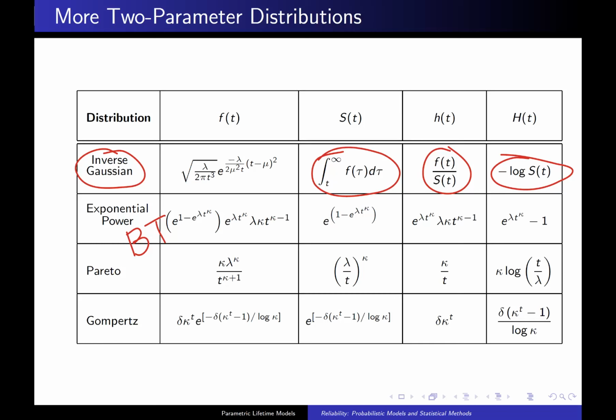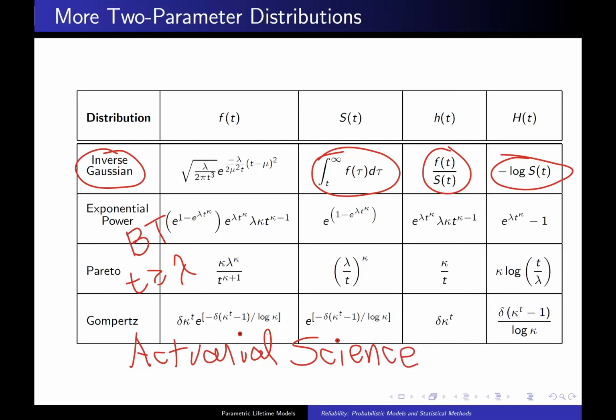The next is the Pareto distribution, and this one has a support on t greater than or equal to lambda rather than the usual t greater than or equal to 0. It has very tractable lifetime distribution relationships. The Gompertz distribution is used quite often in actuarial science to model the lifetime of either a person or a commodity such as an automobile or a boat or a motorcycle or the like.